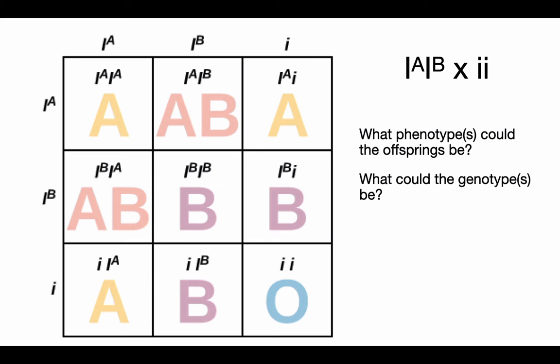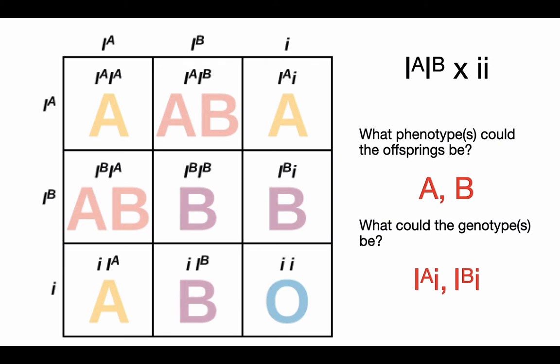Problem number 4. I think it's number 4. Big I^A, big I^B, crossed with little i, little i. What could the phenotype and genotypes be? Go ahead and answer. All right, let's take a look at the answers.